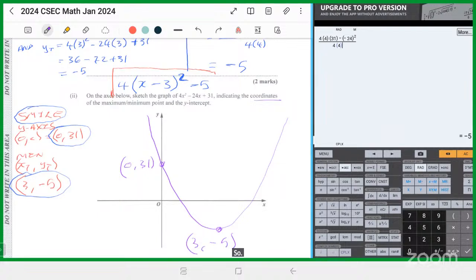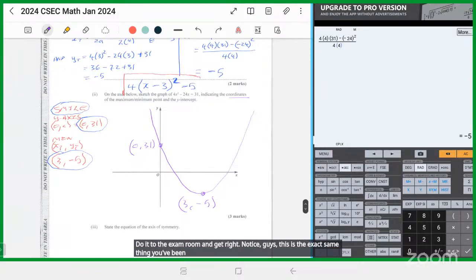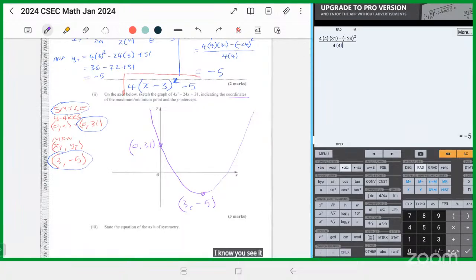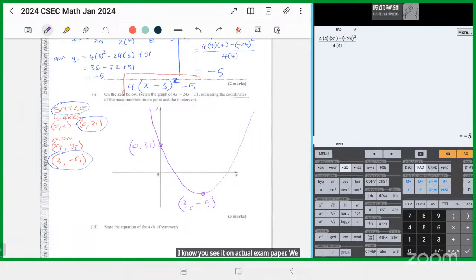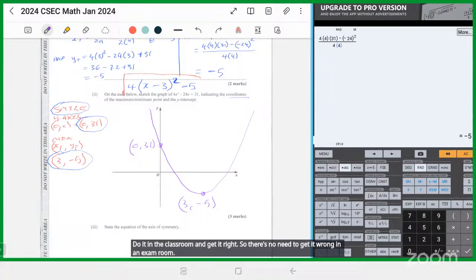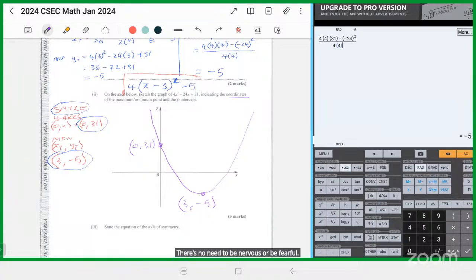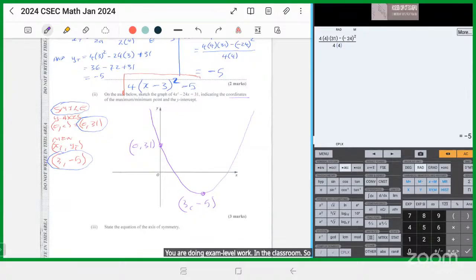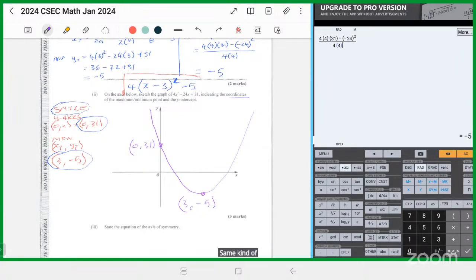So this is how we start to build confidence. Do exam level work in the classroom. Do exam level work in the exam room. Anything you do in the classroom and get right, do it in the exam room and get right. Notice, guys, this is the exact same thing I've been asking you to do in the classroom. And now you see it on an actual exam paper. There's no need to get it wrong in an exam room, or to be nervous or fearful of these questions. You are doing exam level work in the classroom, so you know that you will be able to do the same kind of work in the exam room.